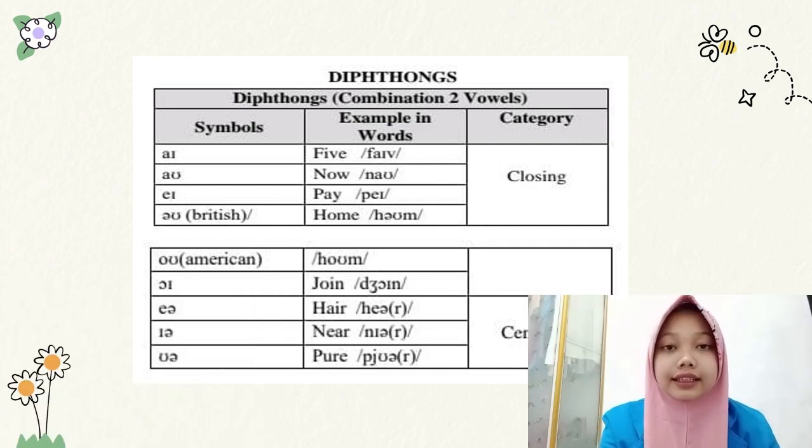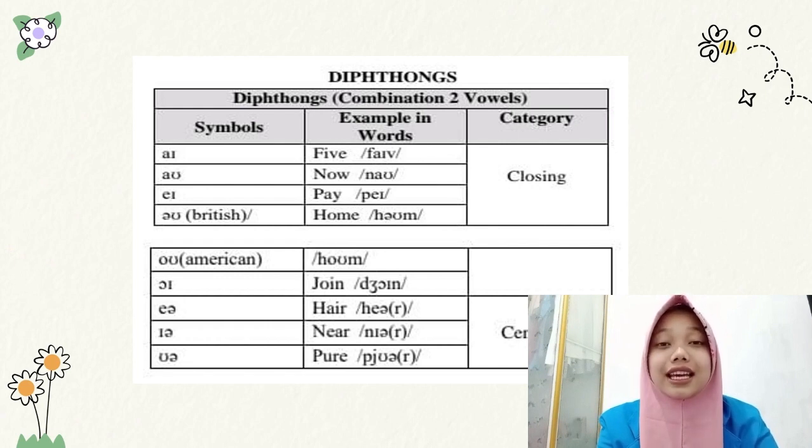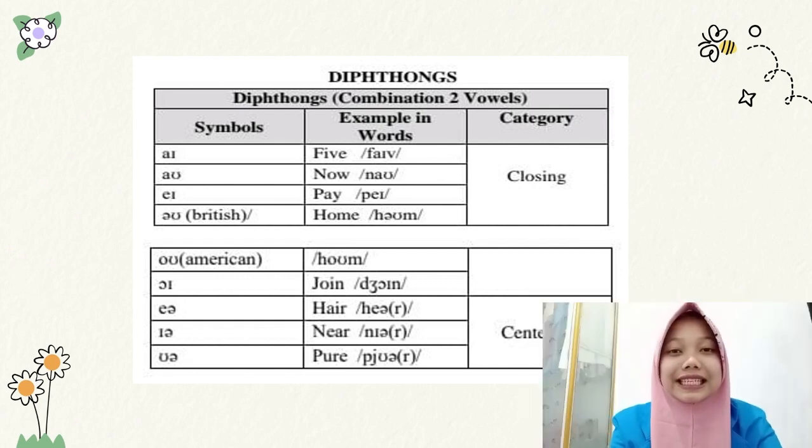And then the second is centering diphthongs. Centering diphthongs have 3 symbols in it. There are the sound in hair. Word example is hair. And then the sound in ear. Word example is near. And then the last is the sound in pure. Word example is pure.